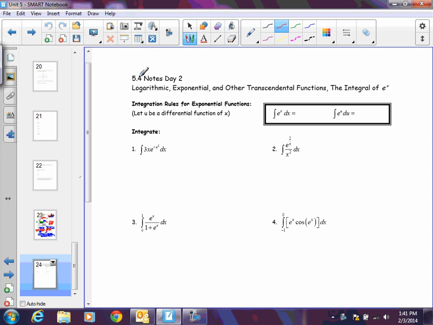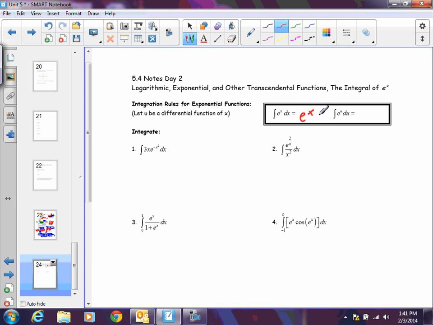Okay, so with 5.4 day 1, this was Friday. What did we learn on Friday? The derivative of e to the x is e to the x. And it only gets more complicated when you have something in the power other than x. So that means that the antiderivative of e to the x is also e to the x.